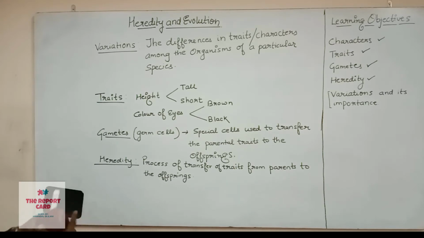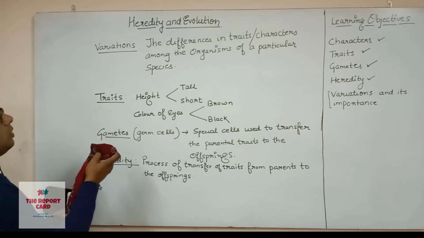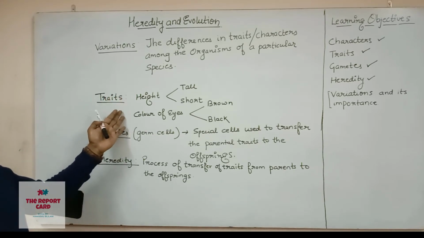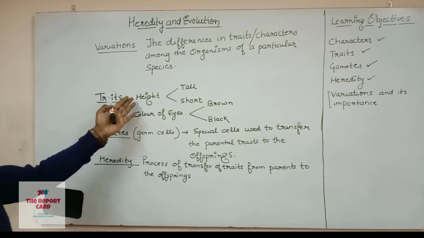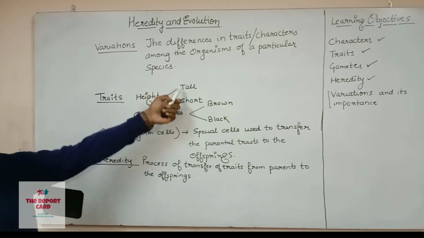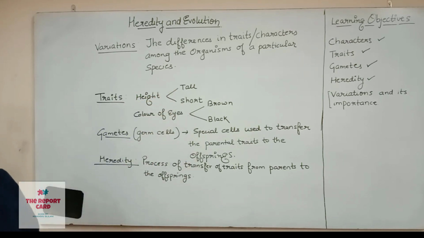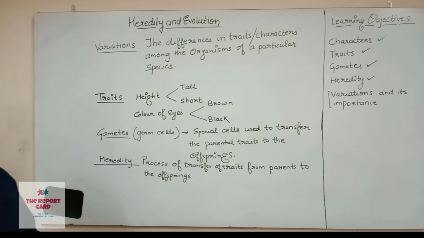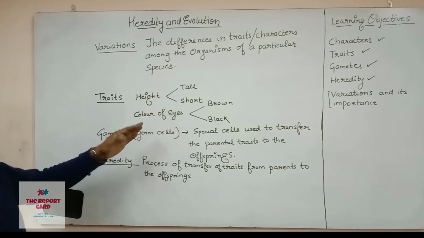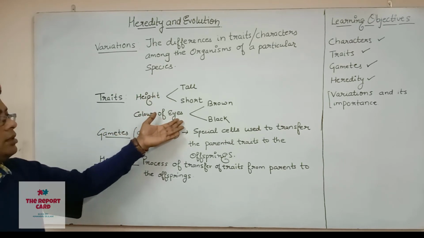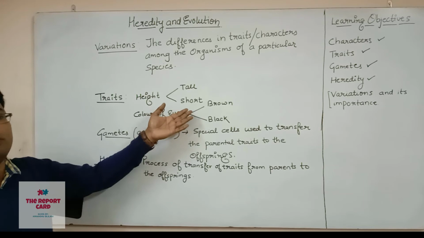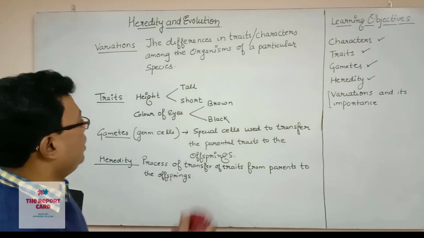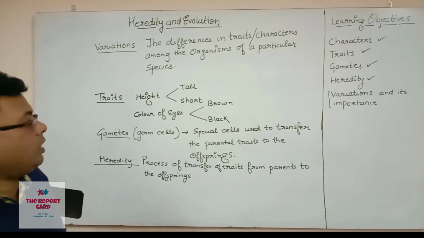Fine. So let us talk about the examples of variations. In fact, the examples are here only. When I am talking about height, we can see two variations. Some of your friends might be taller than you, some might be shorter than you, right? So this tallness and shortness is again a sort of variation. Similarly, if you look at the color of eyes, some might have those dreamy brown eyes and some might have those jet black eyes. There can be friends who might have blue eyes also.